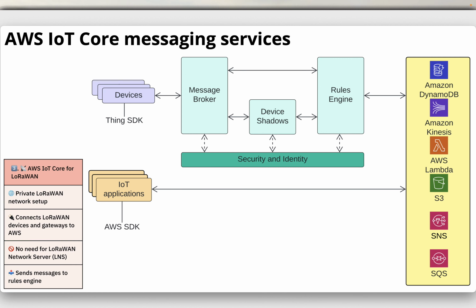Next one is AWS IoT Core for LoRaWAN. So this makes it possible to set up a private LoRaWAN network by connecting your LoRaWAN devices and gateways to AWS without the need to develop and operate a LoRaWAN network server (LNS). Messages received from LoRaWAN devices are sent to the rules engine, where they can be formatted and sent to other AWS IoT services.